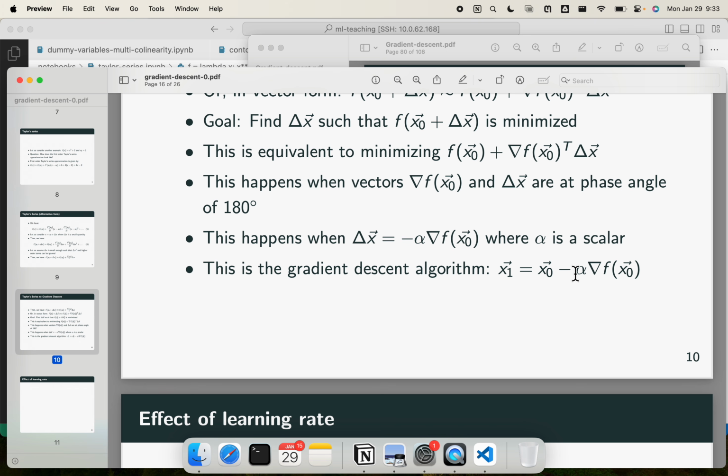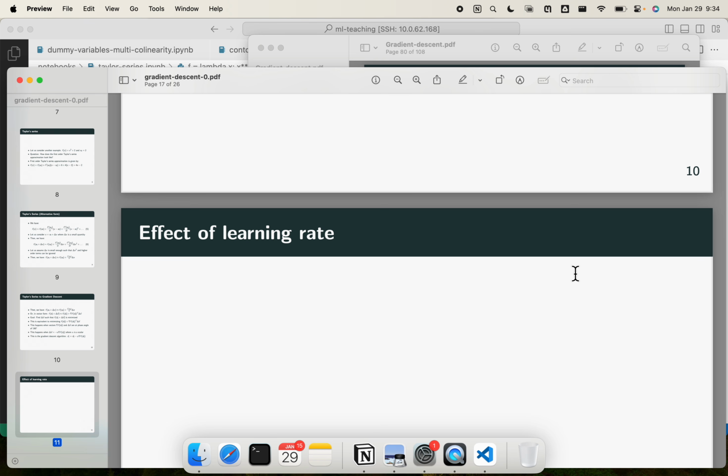Can we also learn a good alpha? This is a homework exercise for you. Search for terms like line search and Wolfe conditions. If you search these two terms, you will be able to find some nice ways of finding a good alpha. Line search algorithms and Wolfe conditions.